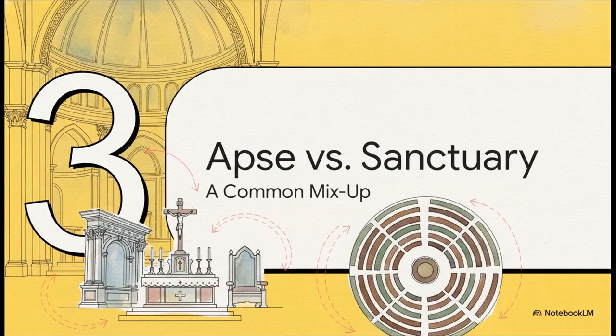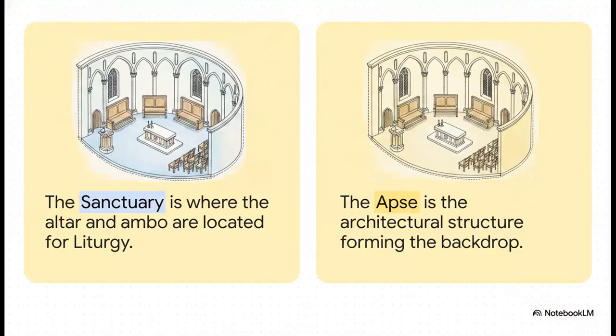Section 3. Apse versus Sanctuary. Now this brings us to a pretty surprising misconception. A lot of people confuse the apse with another incredibly important part of the church. So the crucial point we need to clear up is the difference between the sanctuary and the apse. The sanctuary is the actual sacred working area of the church.